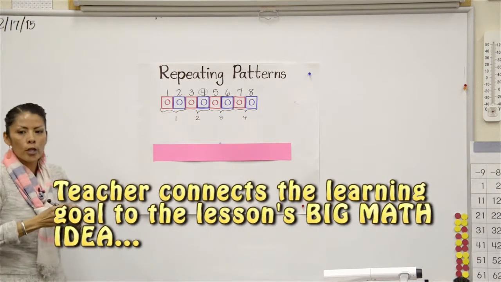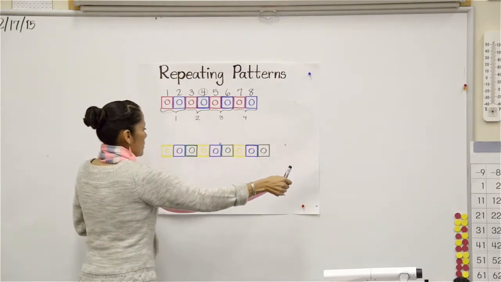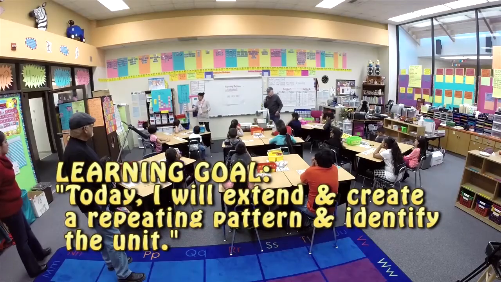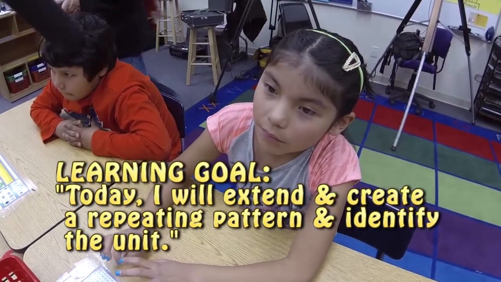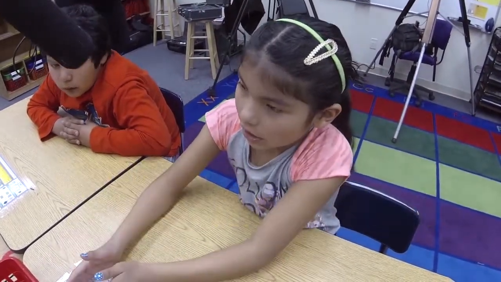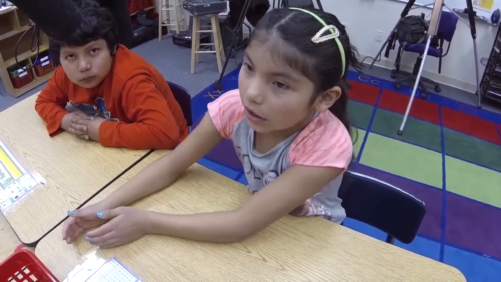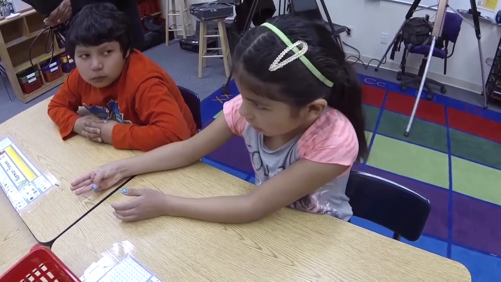Okay. In your groups, you're going to tell me how many units we have right here. Talk in your groups. Ready, go. The yellow, blue, green, that's 1 unit. Then the next one's yellow, blue, green, that's another unit. Then yellow, blue, green, that's another unit. So there's 3 units.